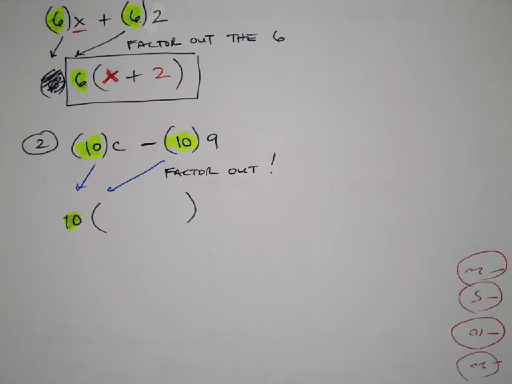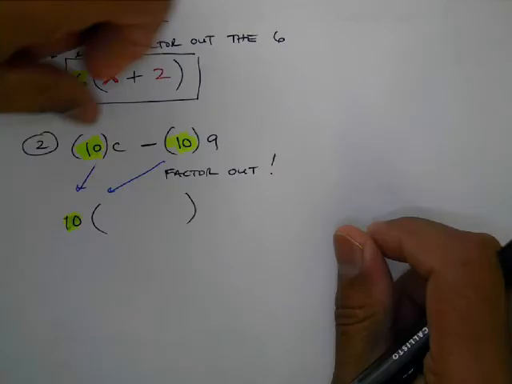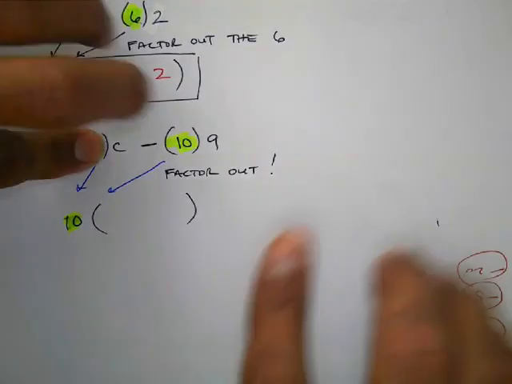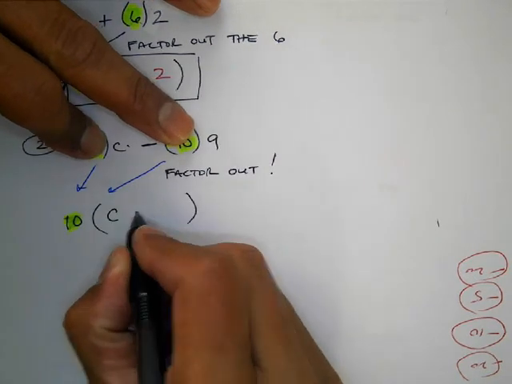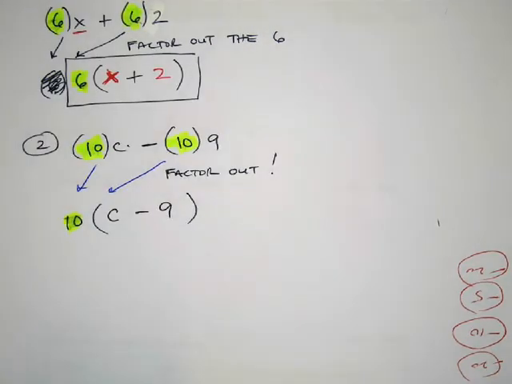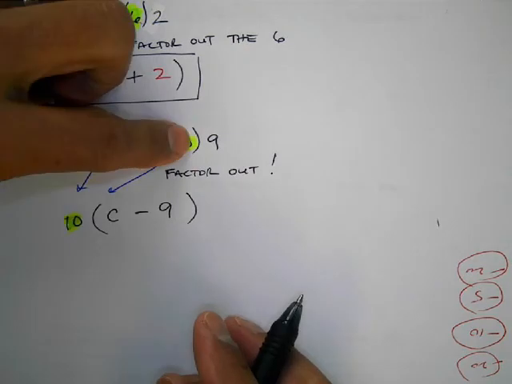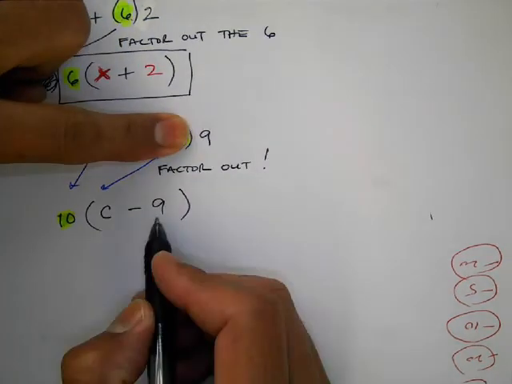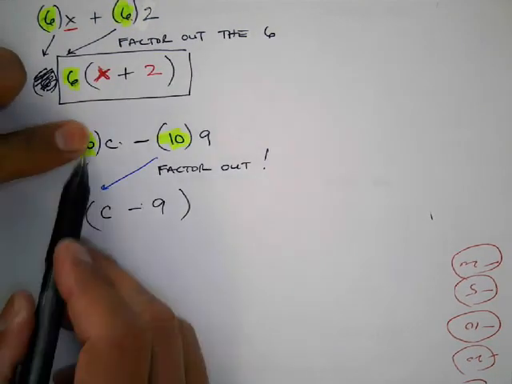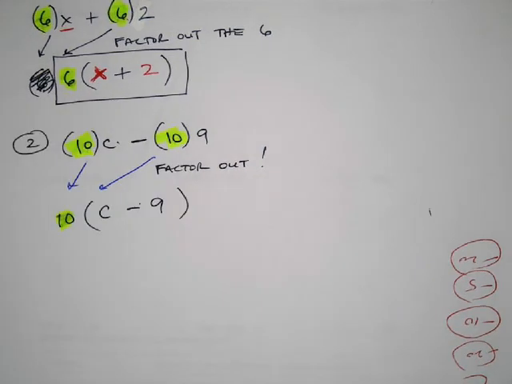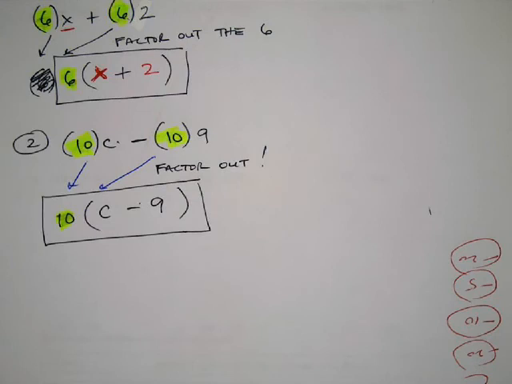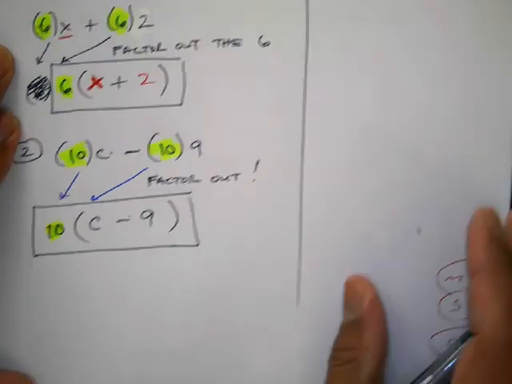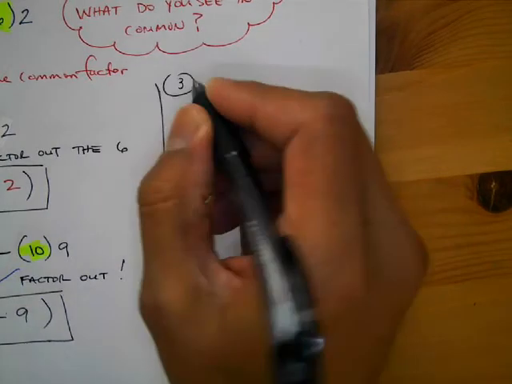The question is, what goes here? Well, if I look at this expression and I take away this 10 and cover this 10, what's left here? You could see it, right? c minus 9. Once I pull this out of here, factor it out of there, the 9 is left over. Minus is in the middle. When I take out the 10, the c is the only thing left. Okay, so this is your factored form. All right, moving on, number 3.